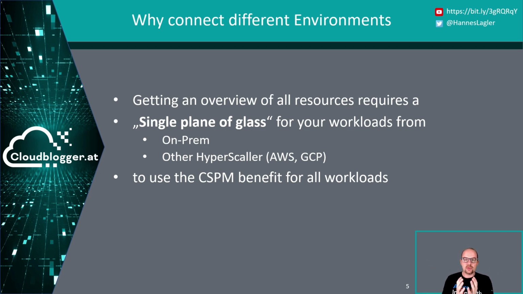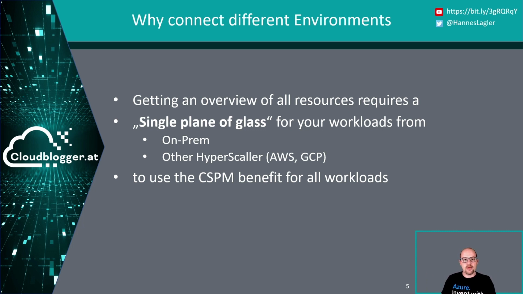And this is why it's really important to have a good product in place, and in my point of view the best product at the moment is Microsoft Defender for Cloud, because this product has the ability to connect on-premise as well as other hyperscalers to one single pane of glass. It's really important to understand that other hyperscalers like AWS and GCP are the most common ones behind Microsoft Azure. And what you can do is use the benefits of cloud security posture management for all your workloads. So you have a single pane of glass, you can use the benefits of cloud security posture management, and it's really, really simple to connect other hyperscalers as well.